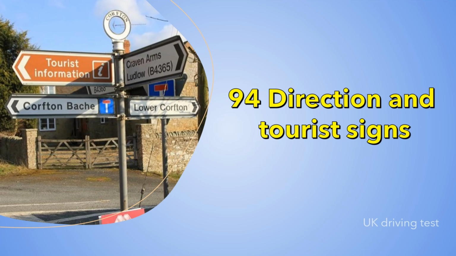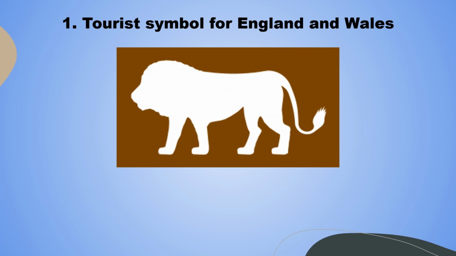Okay, let's go then. Number one, this is a tourist symbol for England and Wales. And if you take notice, you can see that this symbol is brown in color. And this symbol means that the sign will take you to a safari park.